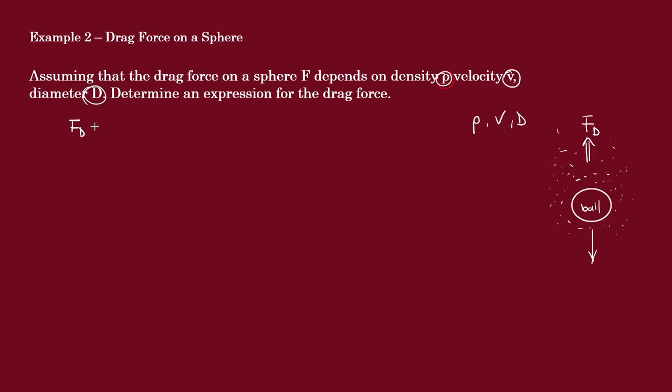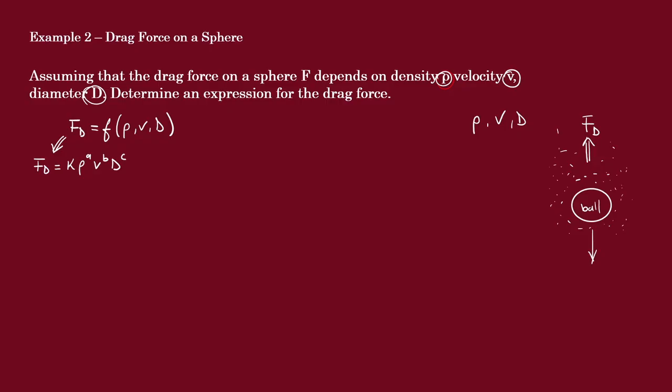Know that the drag force F_D is going to be some function of rho, V, and D, the diameter. So we know that for Rayleigh's method, we're assuming a single product term of each of the dependent variables. So that means F_D is going to equal some constant K times rho to some power, let's call this a, V to some power b, and diameter to some power c. So we've done the first part of our expression.